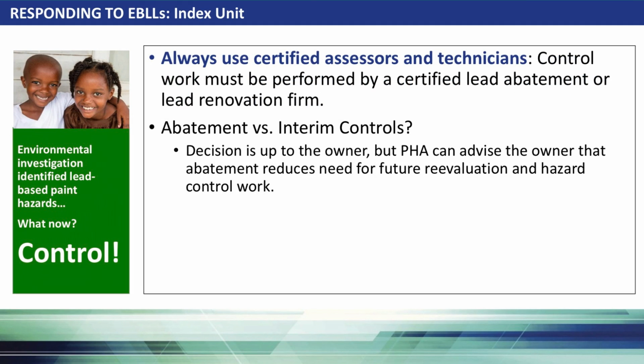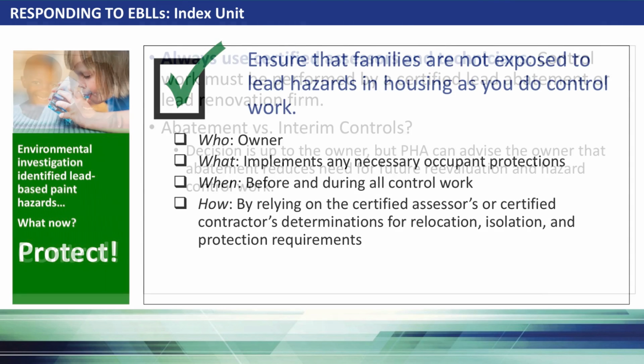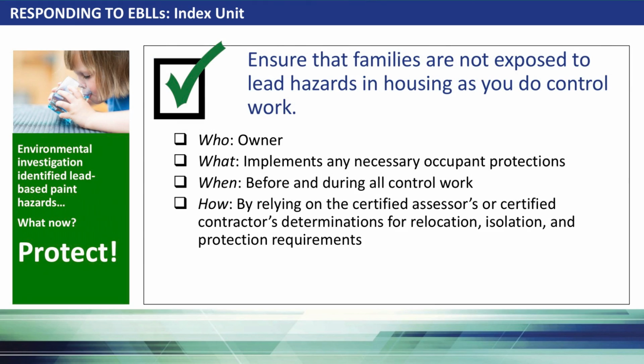When discussing options for hazard control with certified renovation or abatement firms, HUD encourages owners and PHAs to prioritize abatement over interim controls. That's because abatement reduces the need for future reevaluation and hazard control work, saving owners and the PHA money in the long term. The owner has a responsibility to ensure that families are not exposed to further lead hazards throughout the control and clearance process. The owner should rely on the certified lead-based paint risk assessor's determination as to what types of safety measures are required to protect the family.